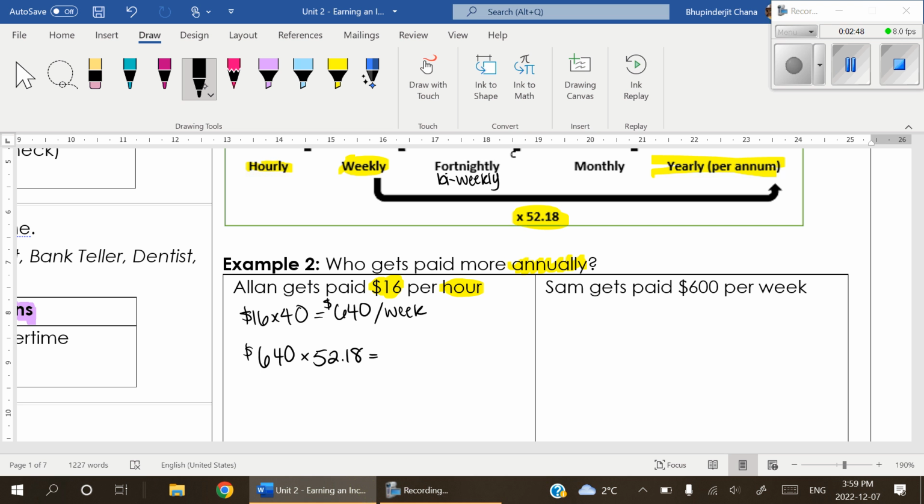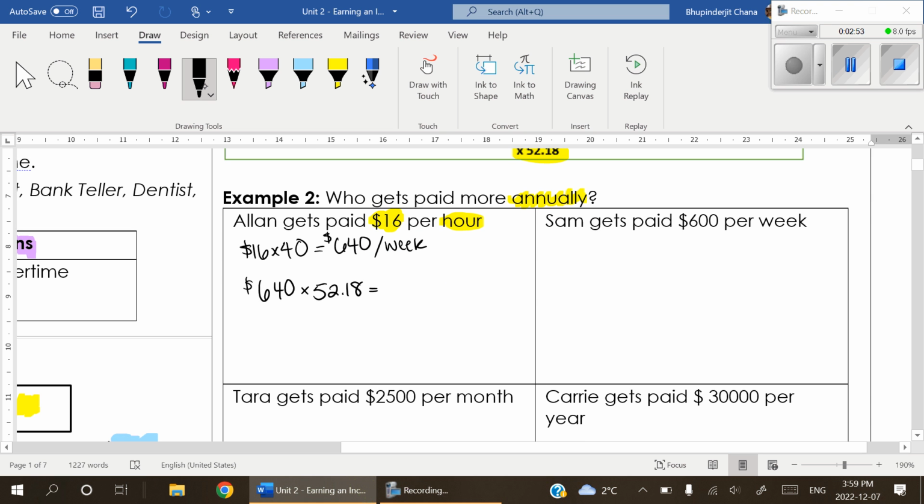So 52.18, I get 33,395.20. Remember that we always round to the nearest hundredth unless asked otherwise. So that's how much I'm getting paid. That's how much Alan is getting paid.